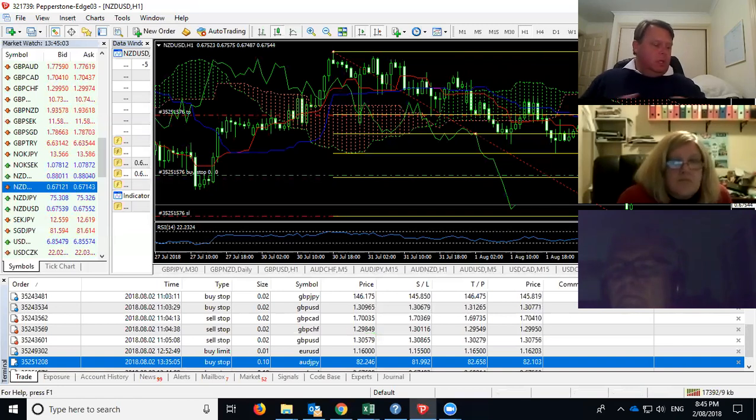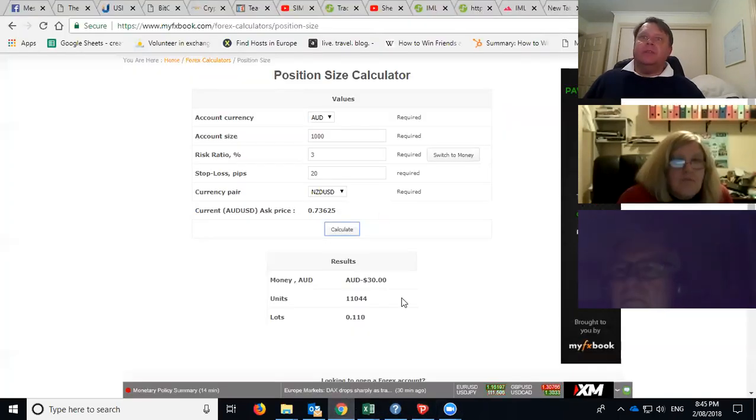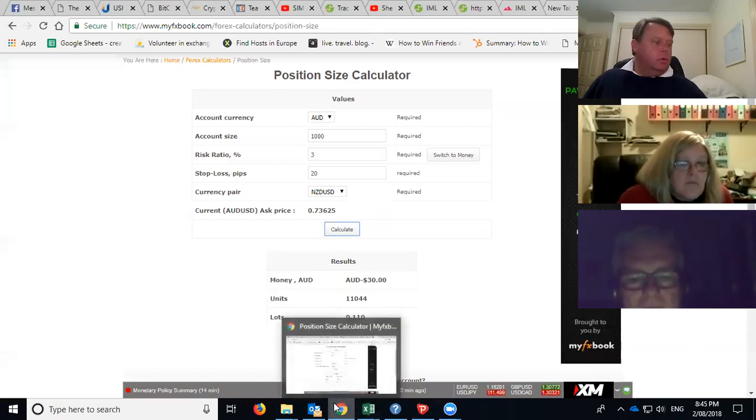In terms of potential profit on my $1,000 account, if we were to go all the way to the top and hit our target, that is a total of 30 pips profit for 20 pips risk. So we're risking, what are we risking? We're risking about $30. So I would say we're looking for a profit of about $40 for a $30 risk. Okay, and we can manage that through the way.